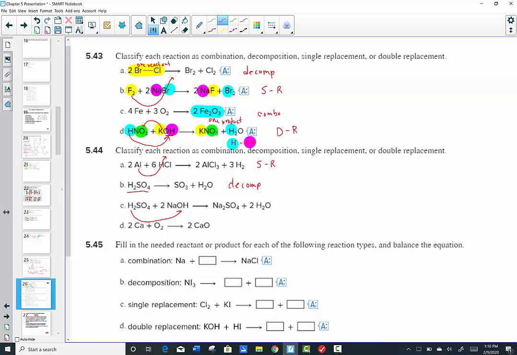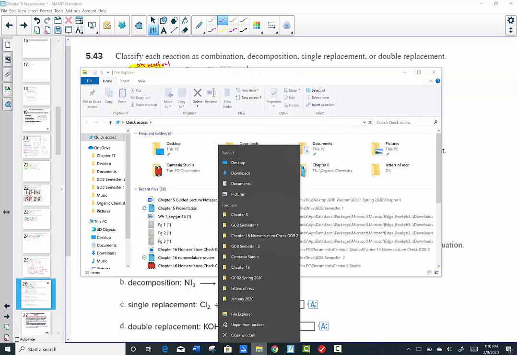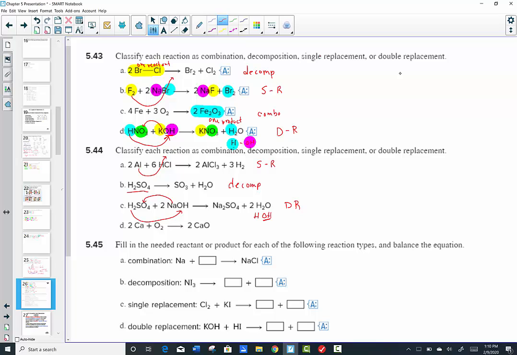Hydrogen went to hydroxide, sodium went to sulfate. There's your double replacement. Think of water as HOH, hydrogen hydroxide. And here, with our next example, this has a single product. That's what we noticed as our combination pattern.